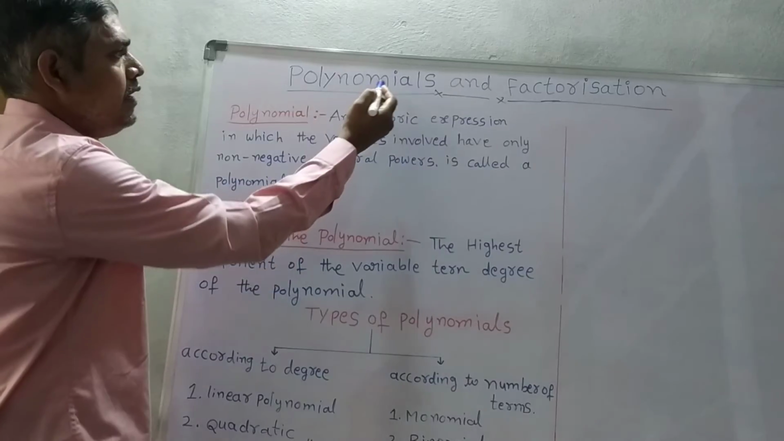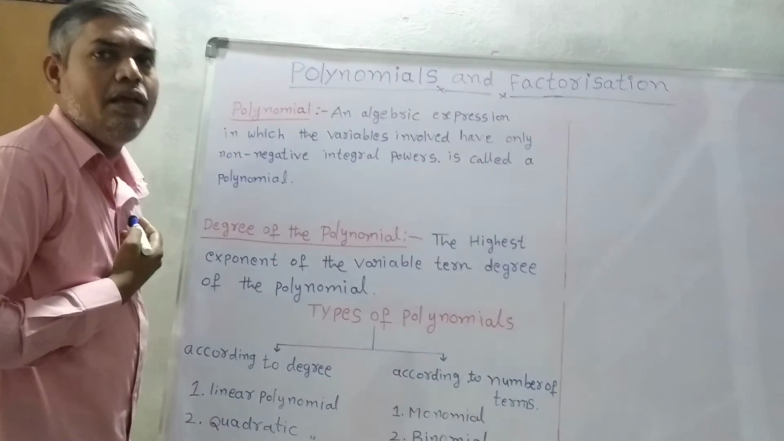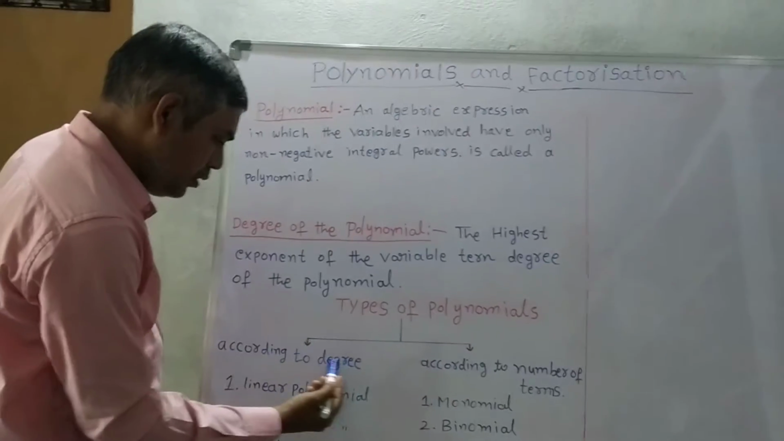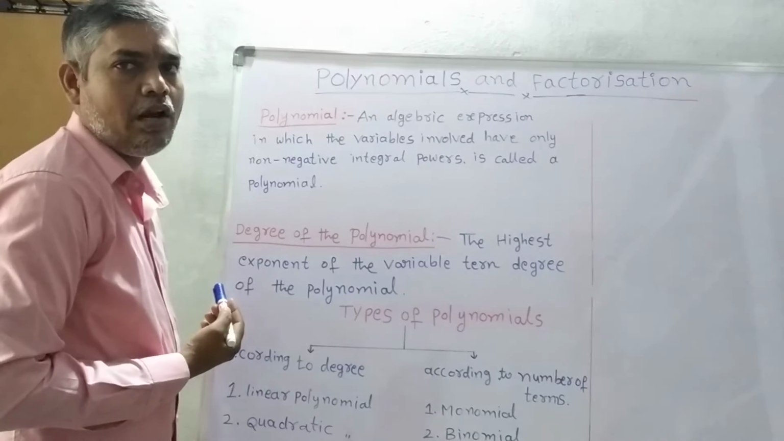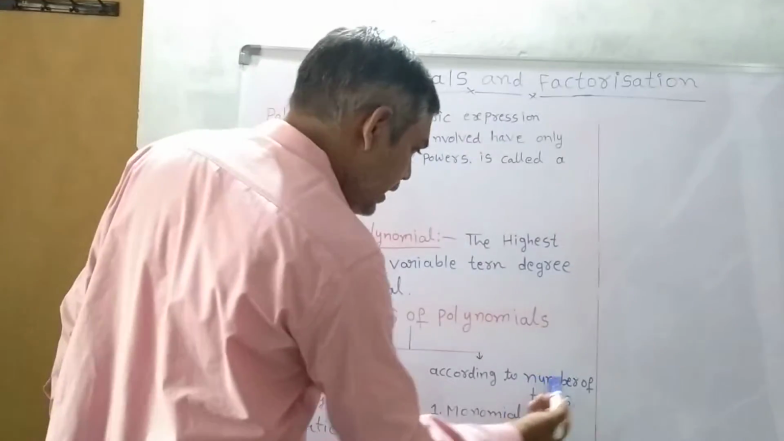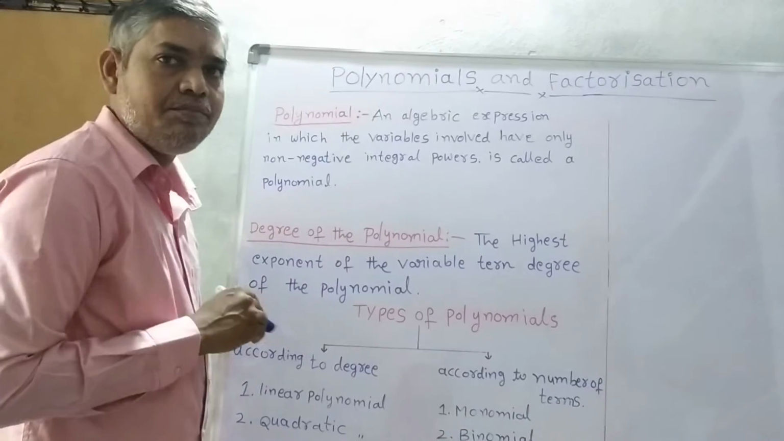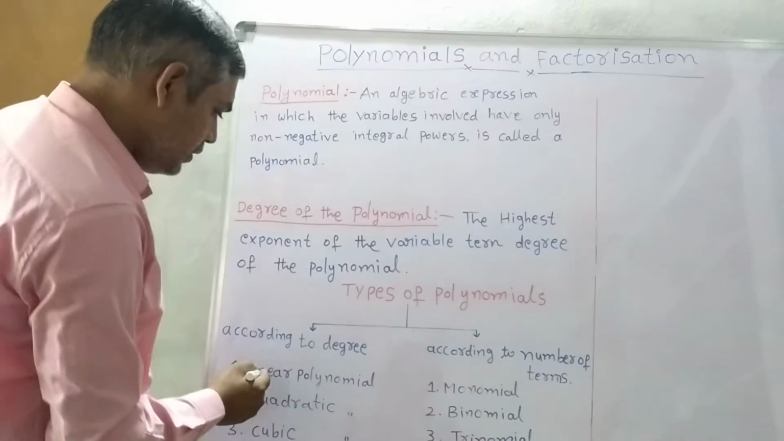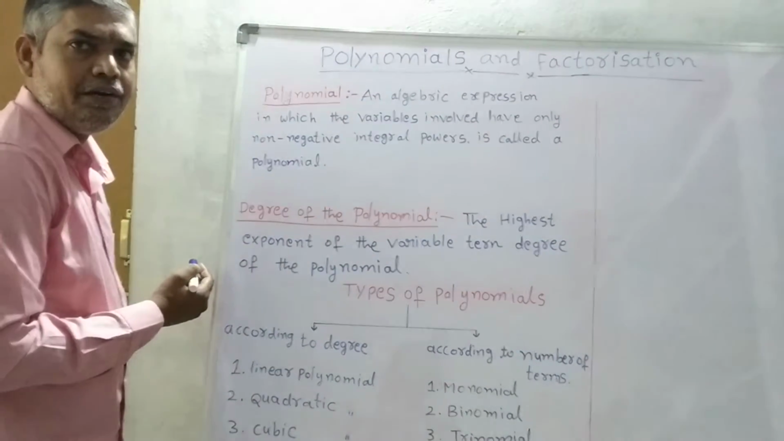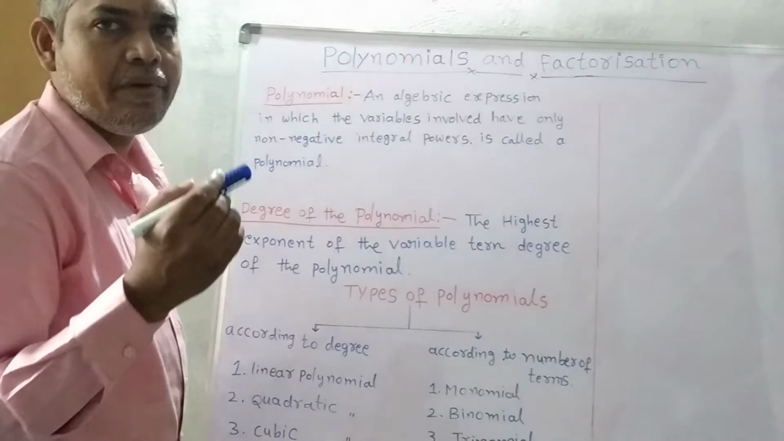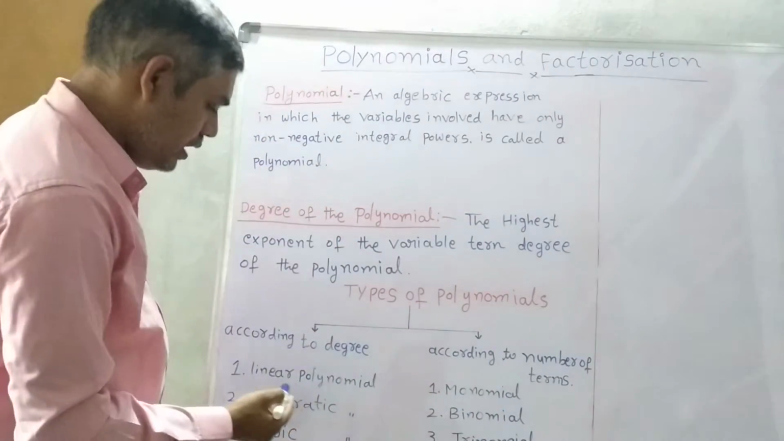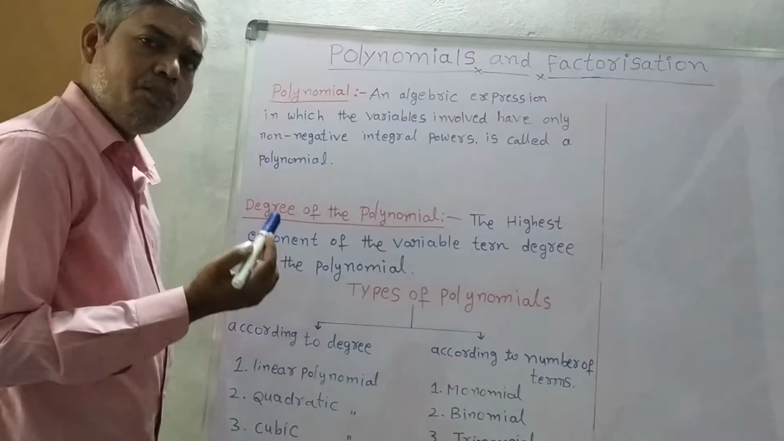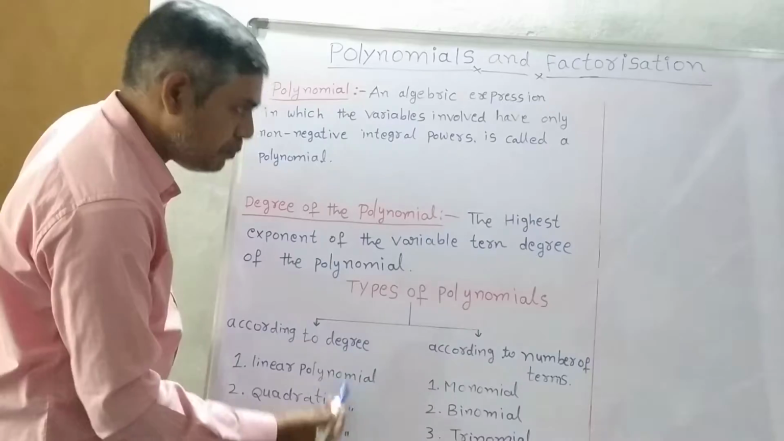Generally, polynomials are divided into two types: first according to the degree of the polynomial, and second according to the number of terms. First one is according to degree. If the degree of the polynomial is 1, the type of polynomial is called a linear polynomial. If the degree is 2, the type of polynomial is called a quadratic polynomial.